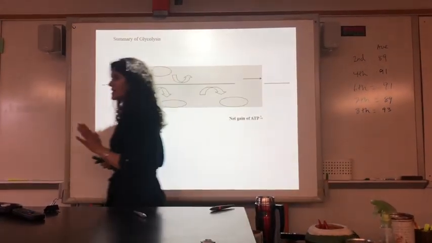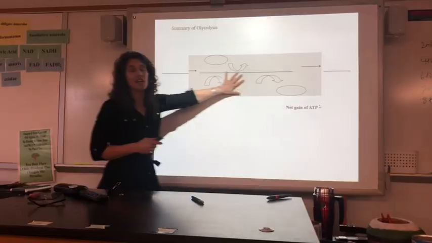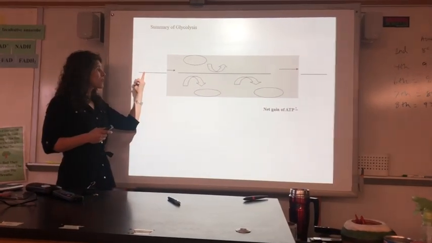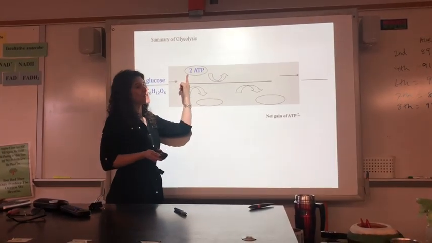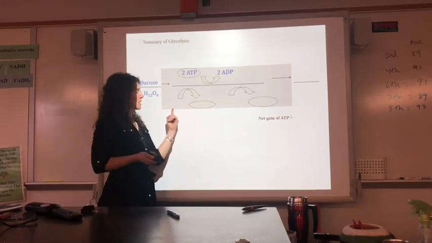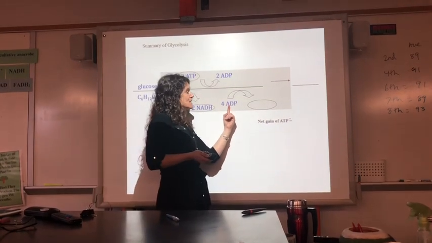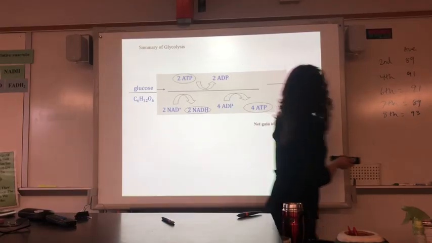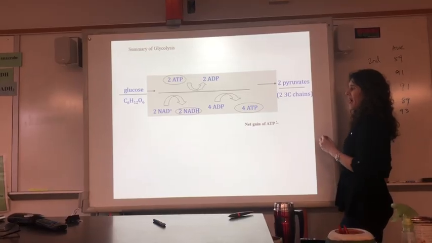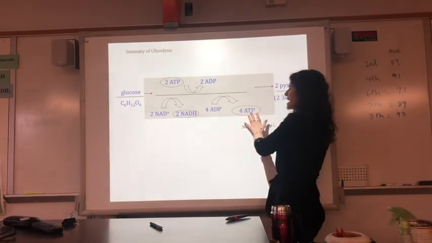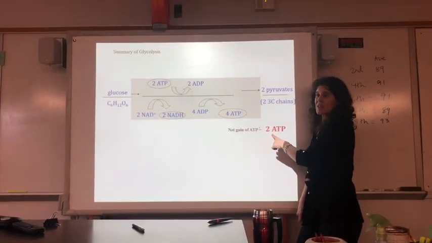All right, this summary of glycolysis is fair game for the quiz. Anything on here you need to know. So what do we start off with? We start off with our friend glucose, C6H12O6. We use 2 ATP and get 2 ADP. We use 2 NAD plus and get 2 NADH. 4 ADP are converted into 4 ATP, and at the end, we get 2 3-carbon molecules of pyruvate, also known as pyruvic acid, and we get a net gain of 2 ATP, because if you make 4 but had to spend 2, you get 2 extra ATP by the end of the process.